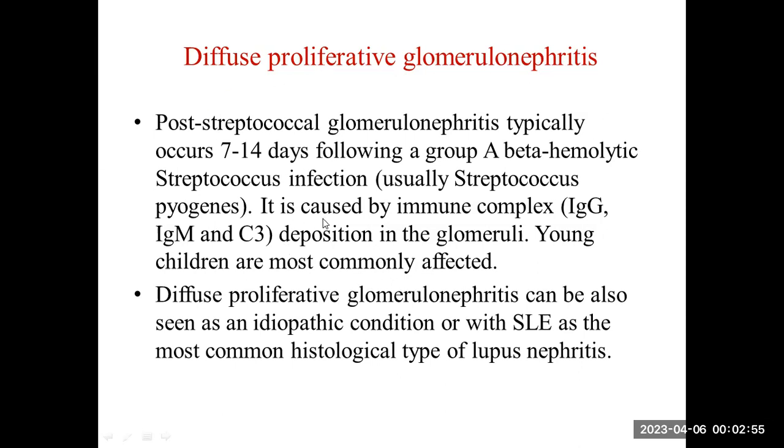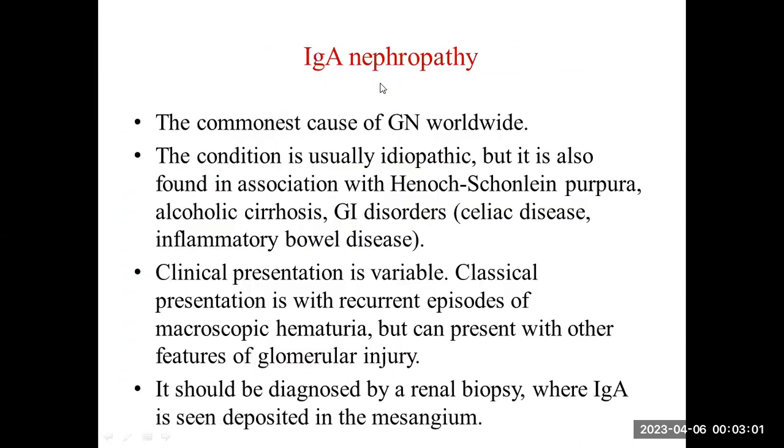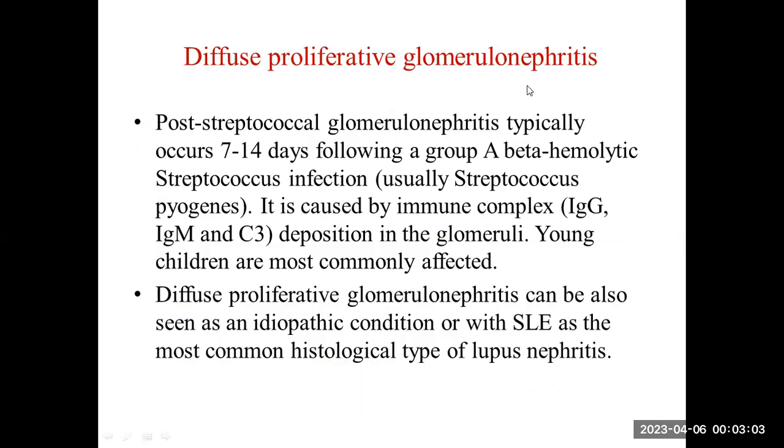And unfortunately, eventually, this type of glomerulonephritis can convert into another type of glomerulonephritis, which is rapidly progressive glomerulonephritis. And when it converts into rapidly progressive glomerulonephritis, at that point, the patient will present with acute kidney injury. So diffuse proliferative glomerulonephritis can lead to acute kidney injury. And for that reason, this can be a serious condition.